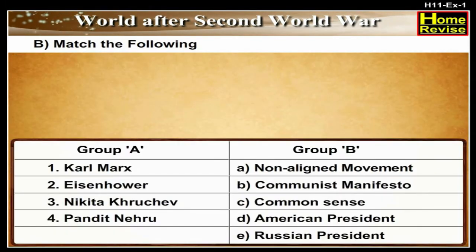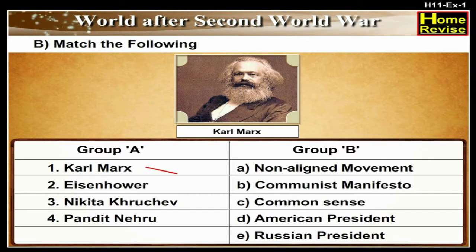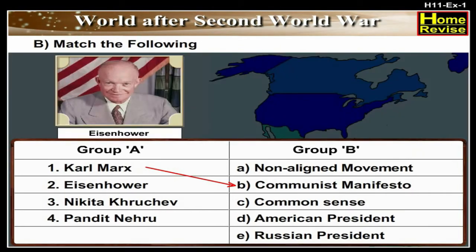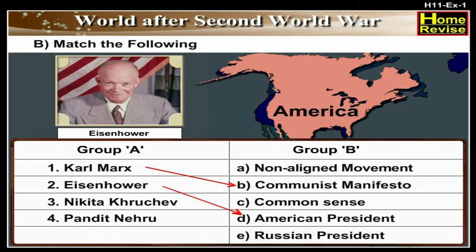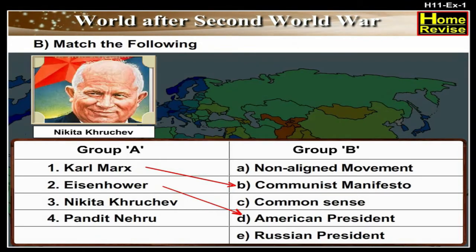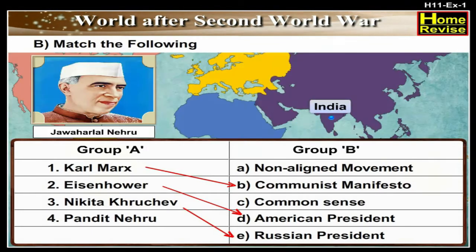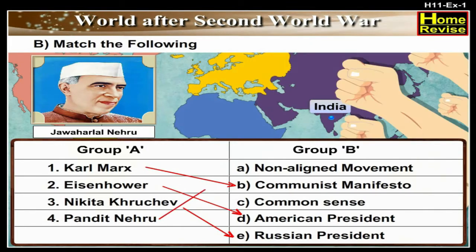Now the answer would be number 1, that is Karl Marx matches with Communist Manifesto. 2. Eisenhower matches with American President. 3. Nikita Khrushchev matches with Russian President. 4. Pandit Nehru matches with Non-Alliance Movement.